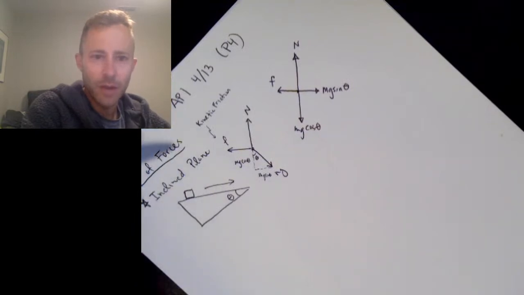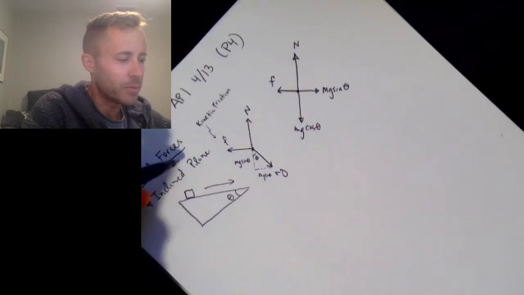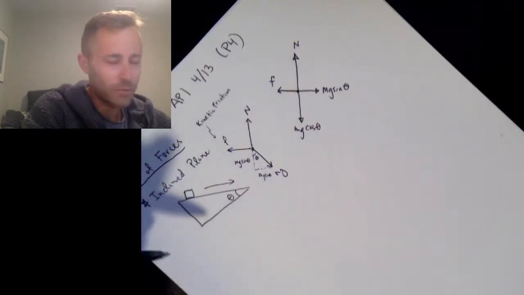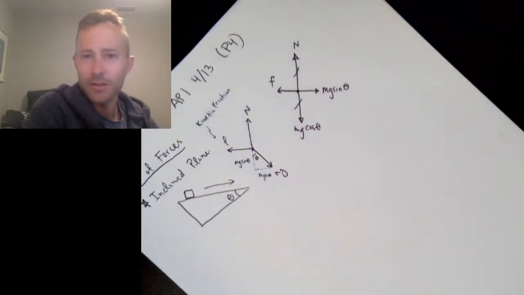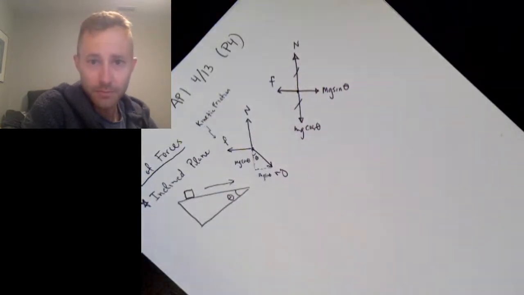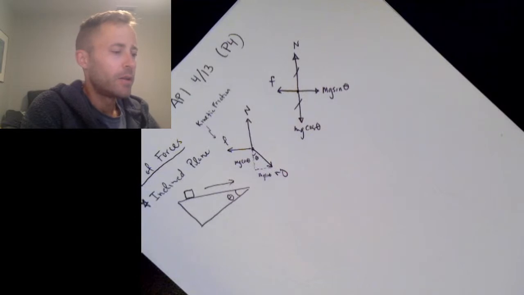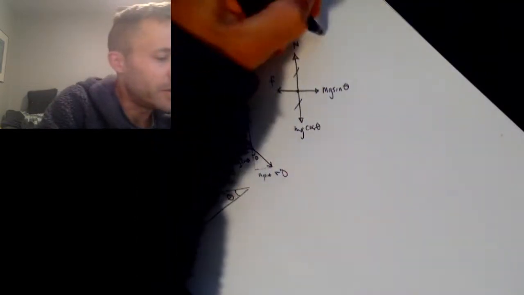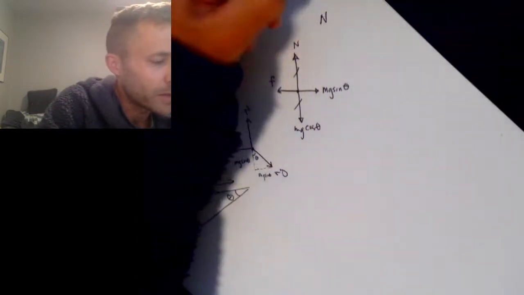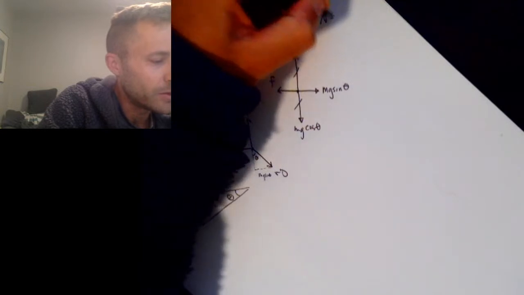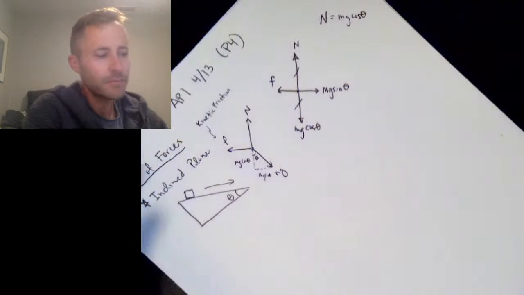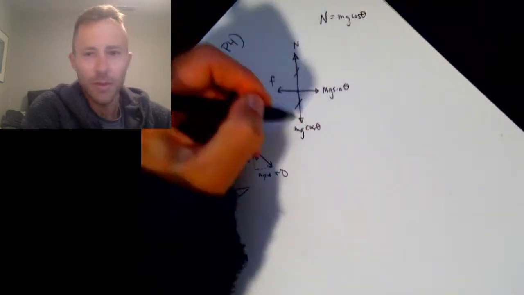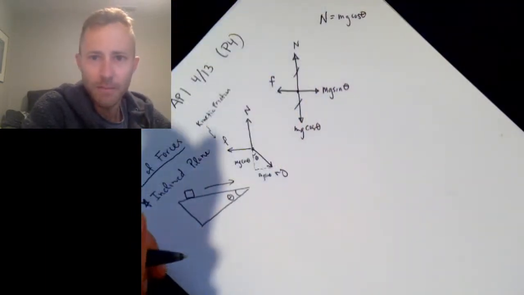Okay? So that means that the forces perpendicular to the incline have to balance. So this force has to have the same size as that force. So that means that the normal force is equal to mg cosine of theta, because those two have to balance each other, okay?